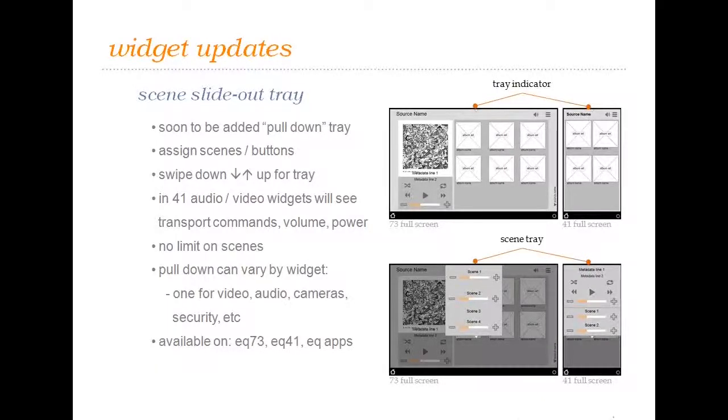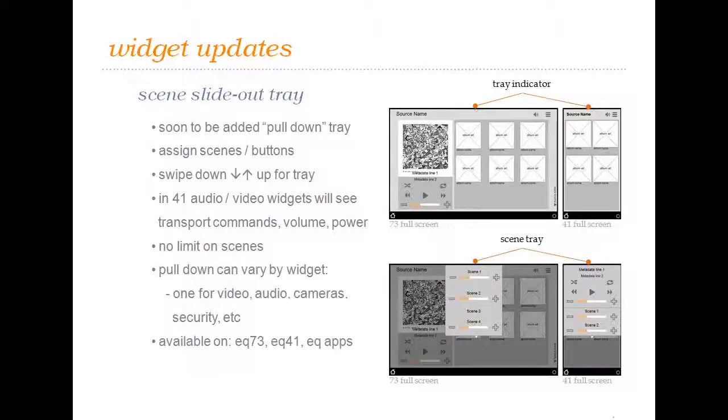One of those items for us to do is to add in what we call the pull-down tray. Now, in my opinion, this is going to be an awesome feature. And what it'll do is create real flexibility for you to address those customer questions like, hey, I want the ability to press this button from here, or I don't want to jump back to the scene widget to do this. I really want to do it from where I'm at. And we know that's one of the things that we've heard constantly.